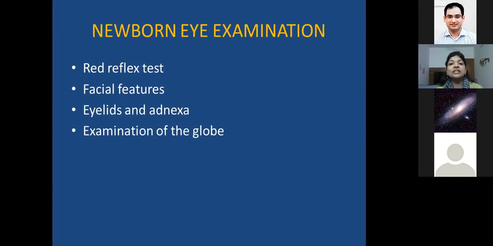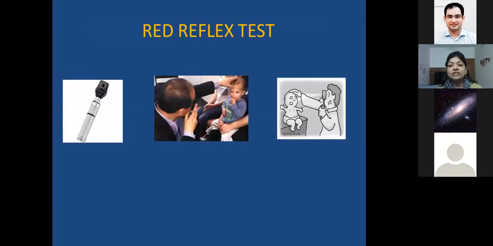Now, when a child comes to us for a newborn eye examination, what are the things that we look for? The first test that we do is the red reflex test, following which we look at the facial features to look if there's any facial asymmetry, followed by examination of the eyelids and the adnexa, which includes the lacrimal apparatus, and then we examine the globe. So what is the red reflex test?